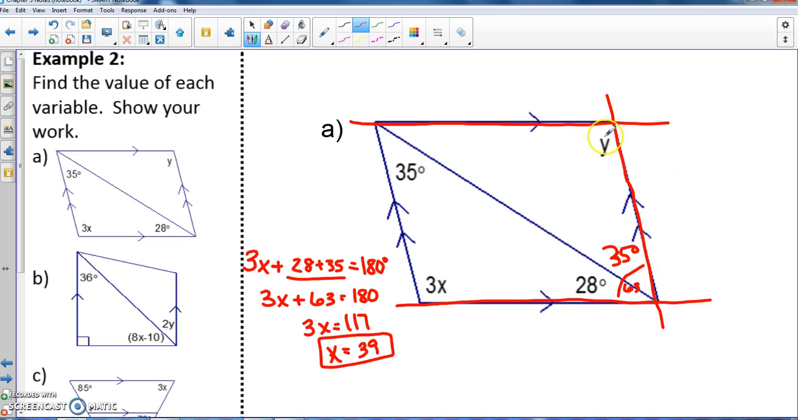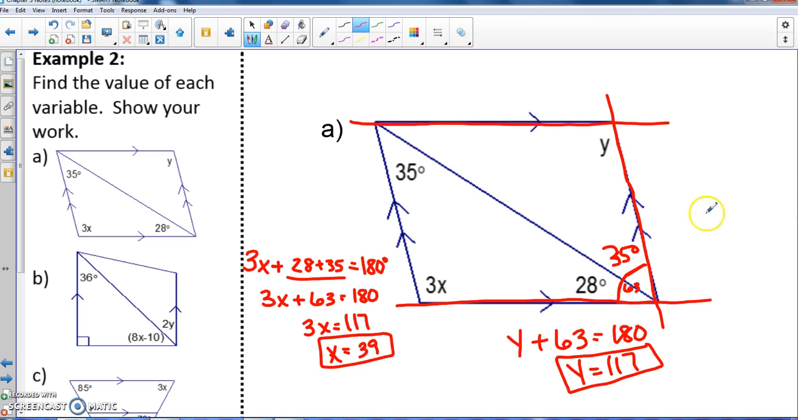Again, notice that this y degree angle and this whole angle here, which we found was 63 degrees, are in between the two parallel lines and they're on the same side of the transversal. So these are same side interior angles or consecutive interior angles again, and we know that those angles are supplementary. I'm going to just put 63 because that's what 35 plus 28 came out to be. This angle y plus this whole angle 63 has to be 180 because these are consecutive interior angles. So minus the 63, y is 117.